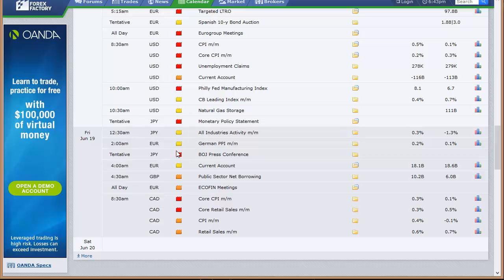Japan's monetary policy statement, so the Bank of Japan also doing their thing this week, going into Friday, and then Friday is usually dull because of triple expiration. We've got the German PPI, Bank of Japan press conference from their announcement, current account out of Europe, UK public sector net borrowing, the CPI out of Canada, and retail sales out of Canada to wrap the week.